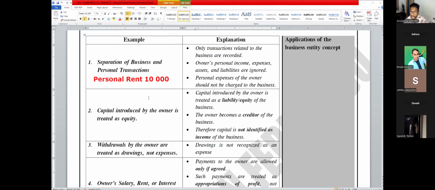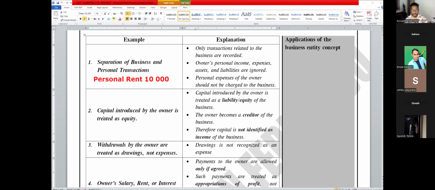What if, listen to me, what if the business settles this? Always remember, although the business settles it, it never becomes an expense of the business. Then how does the business recognize it? The business recognizes this 10,000 as a drawing of the owner. It is never recognized as an expense, but as a drawing or negative equity. Understood? Perfect. Let's move to the next one.